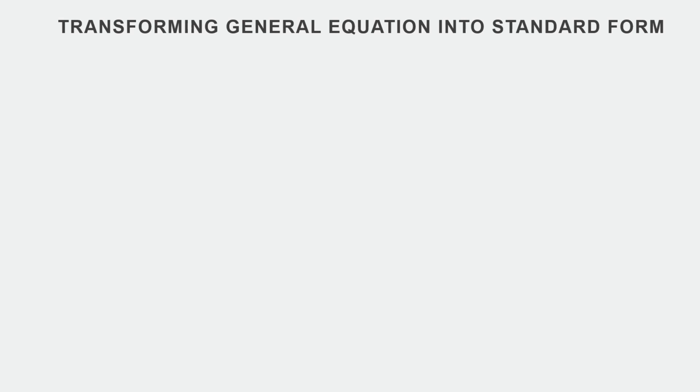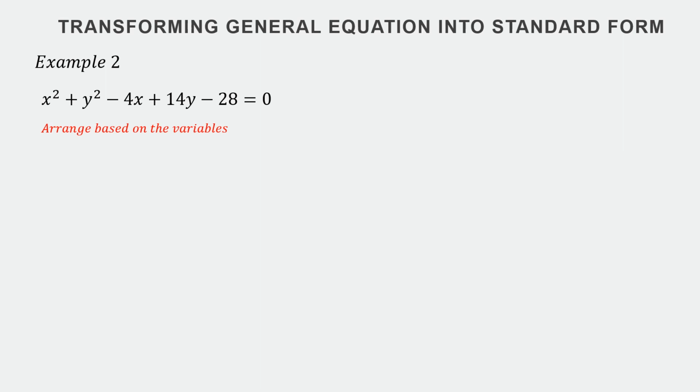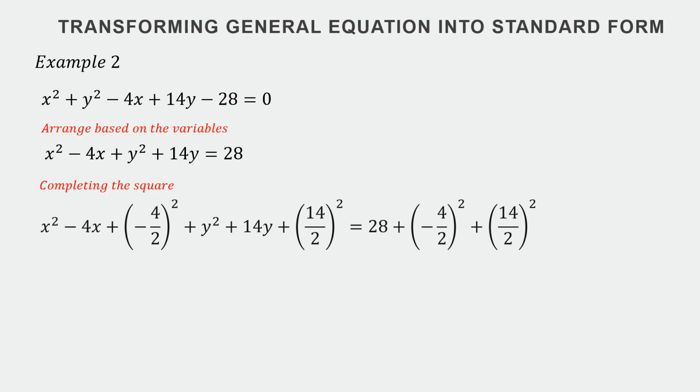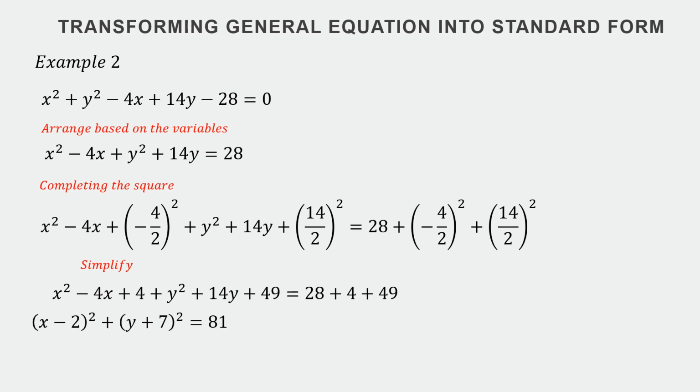Example number 2. So here, the same process. We need to arrange based on the variables. Yan. And we need to do completing the square. Okay. Then simplify it. Then you have now the standard form, and we can now identify the center, which is at 2 and negative 7. And the radius is 9.